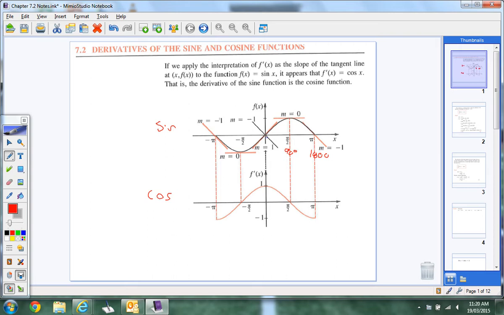Do you see that, or do I feel some confusion? On this hill, the tangent slope at the top of the hill is 0. In the same exact spot, that's where cosine is going through 0, which gives us the same value. So cosine is the derivative of sine, because f prime at that point, m equals 0, and cosine is telling us it's 0 at that same point.